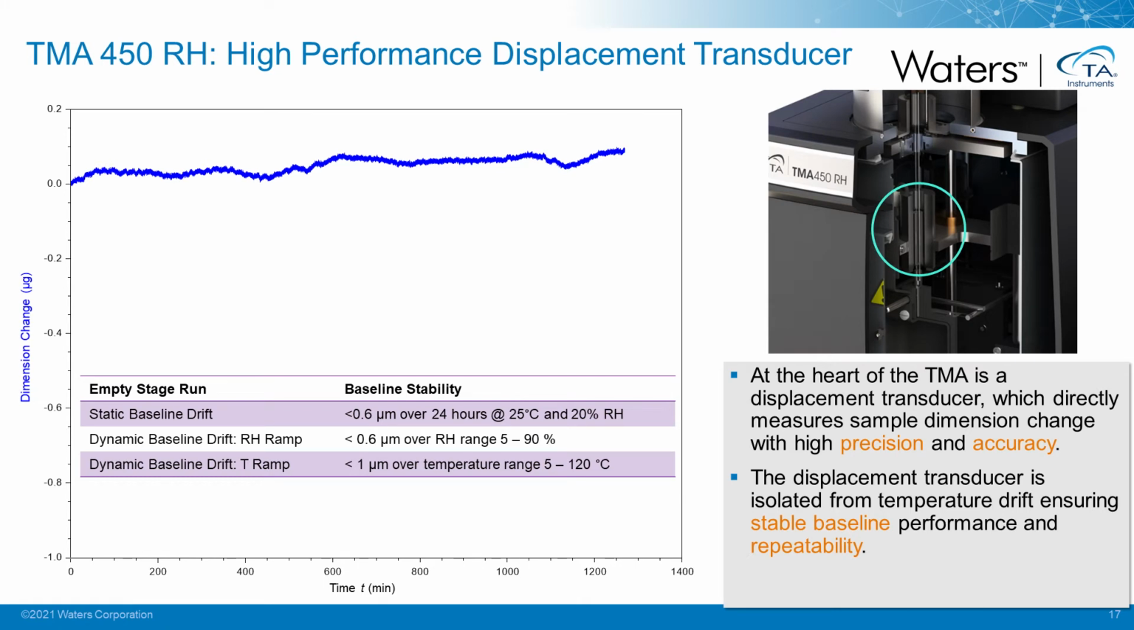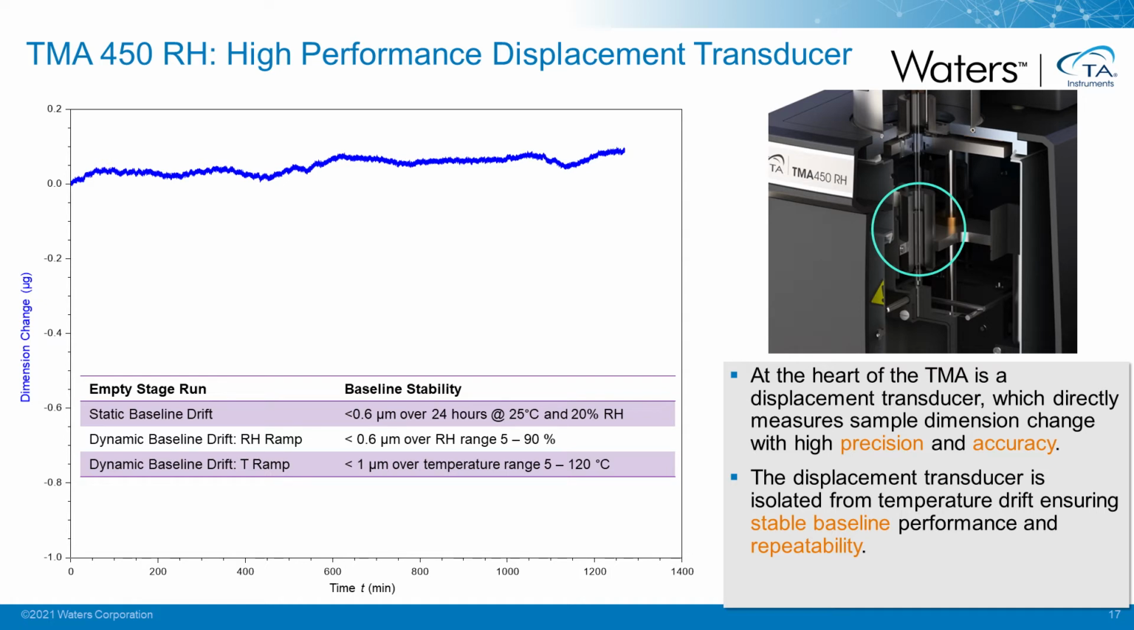And just as with the Discovery SA, because there are long experiments here, we want to see very good, very flat baselines relative to dimension change. So here is a dimension change plot. Again, it's done for 24 hours. Same parameters, 25 degrees Celsius, 20% relative humidity. You can see we're probably less than 1/10 of a micrometer here.